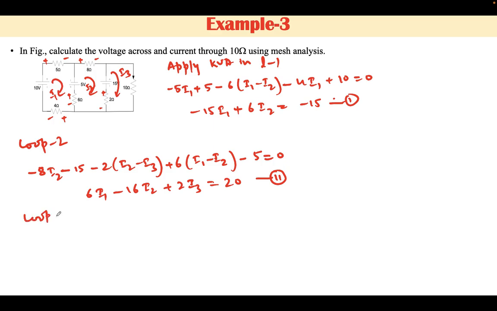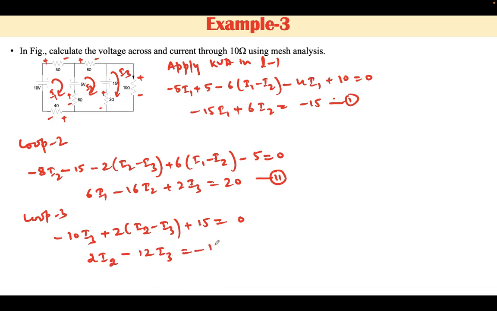For the third loop, applying KVL in loop third, this is plus, this will be minus, rest of the polarities are defined. It will be minus 10 I3, then plus 2 times I2 minus I3, then plus 15 is equal to 0. On simplifying this equation, it will be 2 I2 minus 12 I3 is equal to minus 15. Let's consider this equation as third.